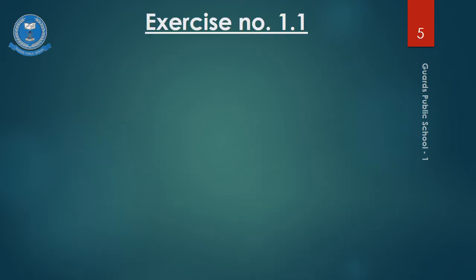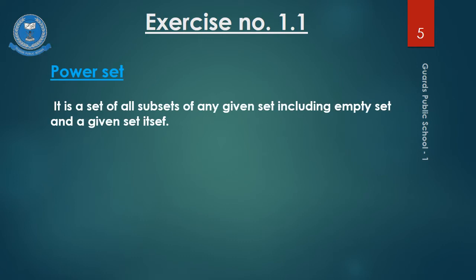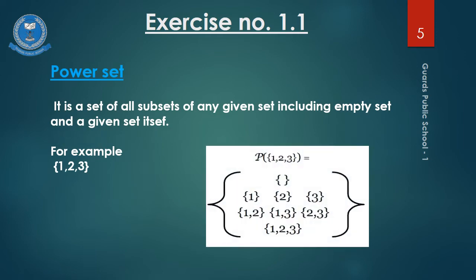Now come to the power set. A power set is a set of all the subsets of any given set. It also includes an empty set and a set itself. For example, if you are given a set with elements 1, 2, 3, you can see the power set of this set includes an empty set, all the subsets with 1 element, all the subsets with 2 elements, and in the last a set itself.